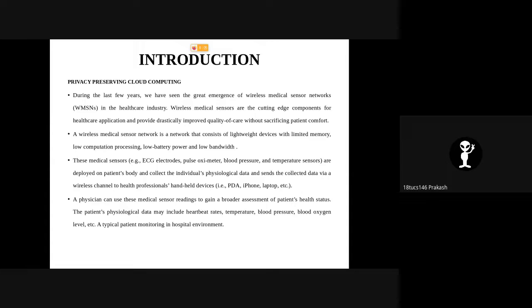In the introduction, a wireless medical sensor is a network that consists of lightweight devices with limited memory, low computation power, low battery and low bandwidth. In the existing system, they have only shortlisted some attacks. There are 7 layers of attack. They only defend the 2 to 3 layers of attack to secure data online, but there are more than 7 layers of attacks.